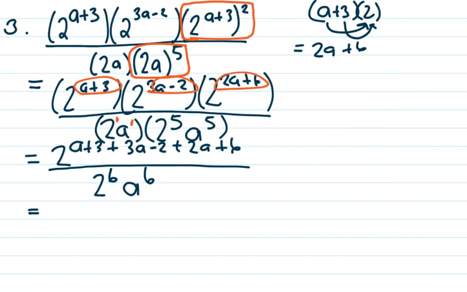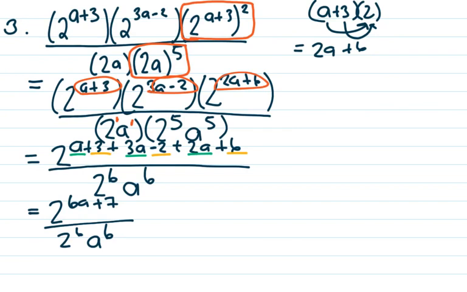I'm going to simplify my numerator, so I have a plus 3a is 4a, plus 2a is 6a, and then I have 3 minus 2 is 1, plus 6 is 7, divided by 2 to the power of 6 times a to the power of 6.